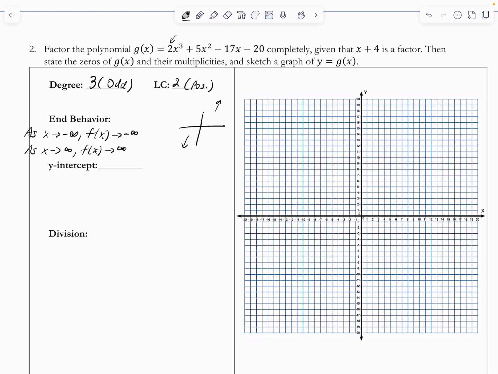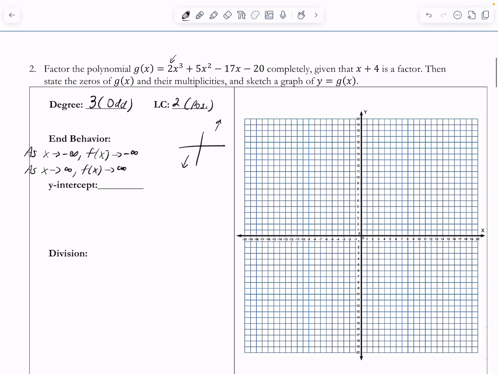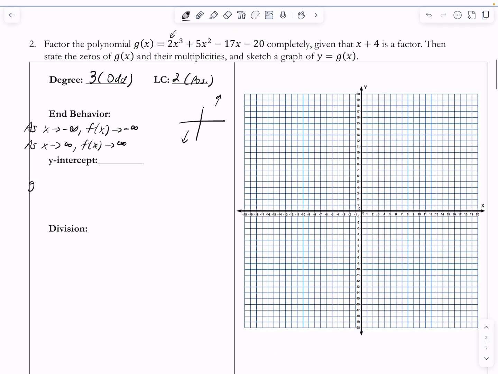Okay, doing the same thing for the y-intercept that we did before. This time I have g of 0, which is going to be 2 times 0 cubed plus 5 times 0 squared minus 17 times 0 minus 20. Just like in the first one, all those terms that have the x value are going to become 0. So my y-intercept is just 0, comma, -20. So I'll just barely be able to plot that on this grid.